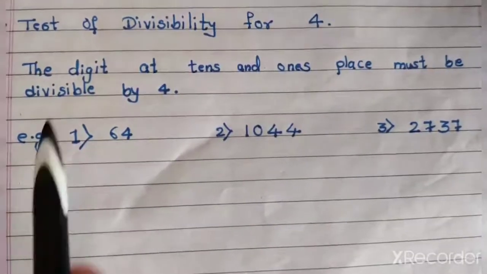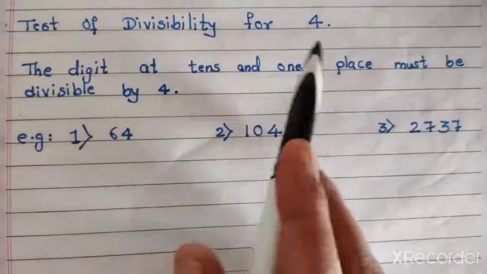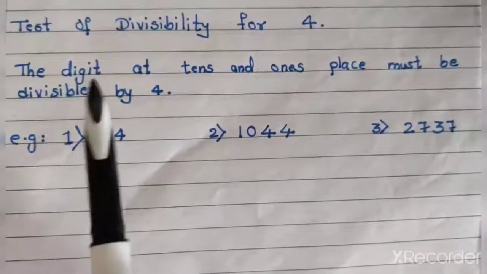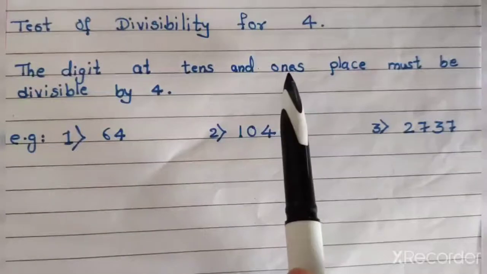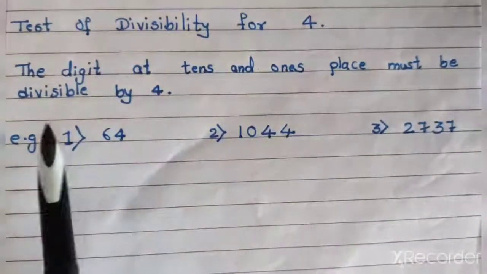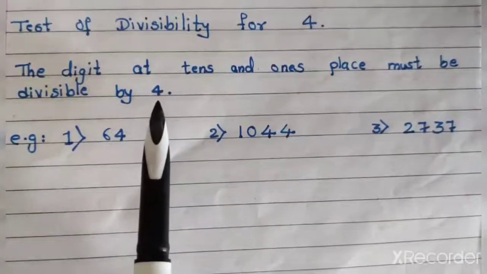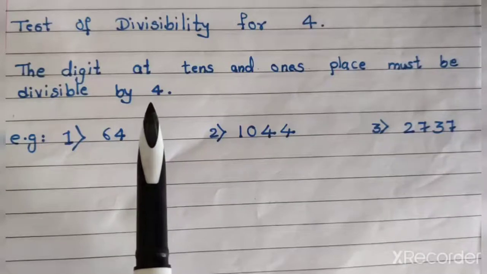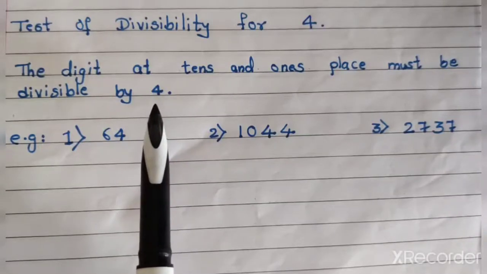Okay, so let us begin with test of divisibility for 4. For this students, what you have to see, the digits at tens and ones place, that means the last 2 digits of any given number must be divisible by 4. It must be divisible by 4, or you can say in other words, it must be a multiple of 4.